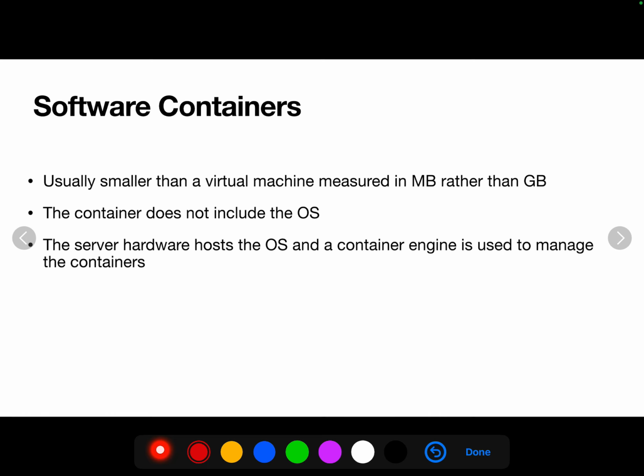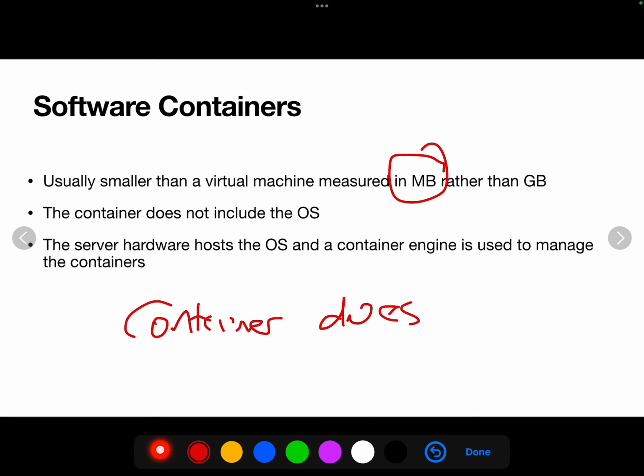What to remember about containers is that they're usually smaller than a virtual machine, measured in megabytes rather than gigabytes. But the container does not include the OS. You've got to remember that. The container does not include the OS. The server hardware will host the operating system, and a container engine is used to manage the containers. But the container does not include the operating system.